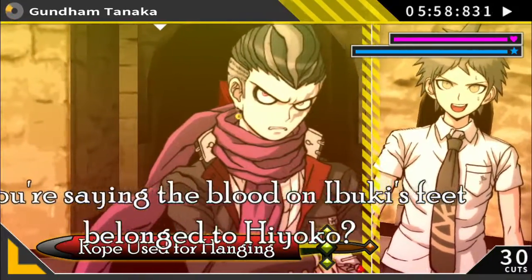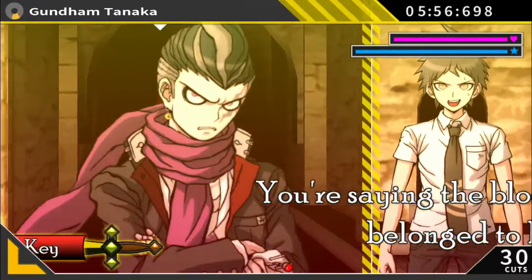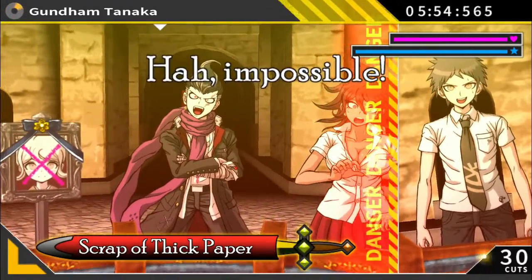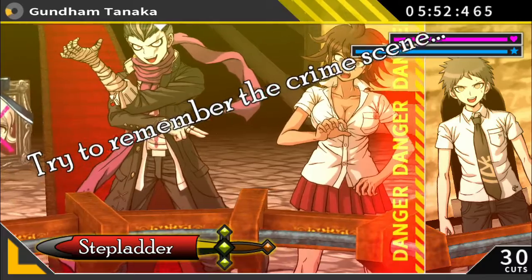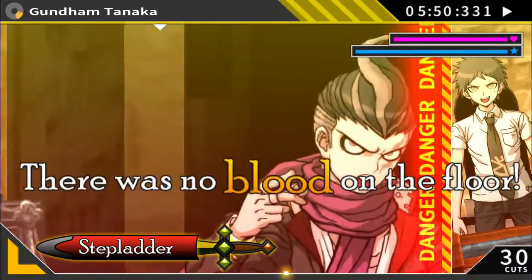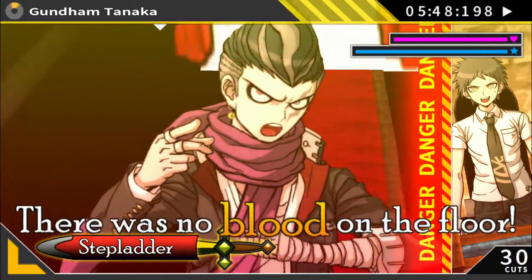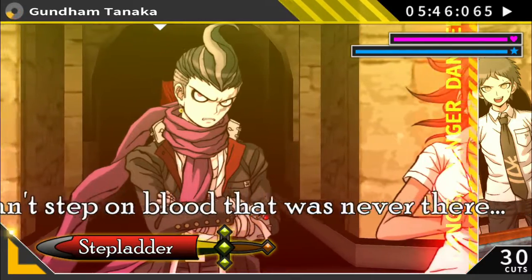You're saying the blood on Ibuki's feet belonged to Hiyoko? Ha! Impossible! Try to remember the crime scene. There was no blood on the floor. You can't step on blood that was never there.